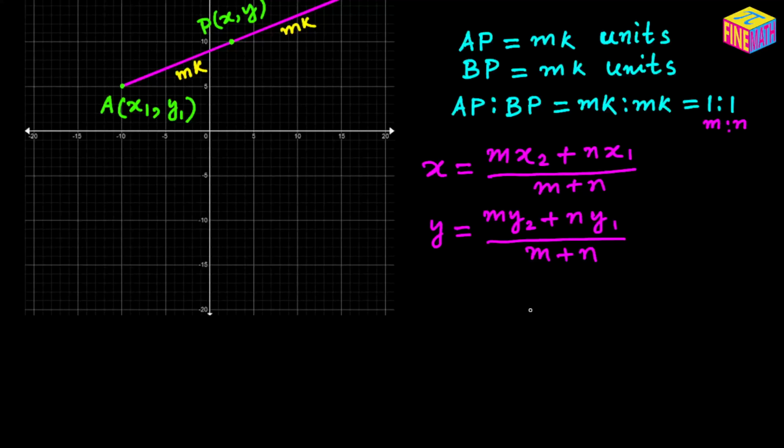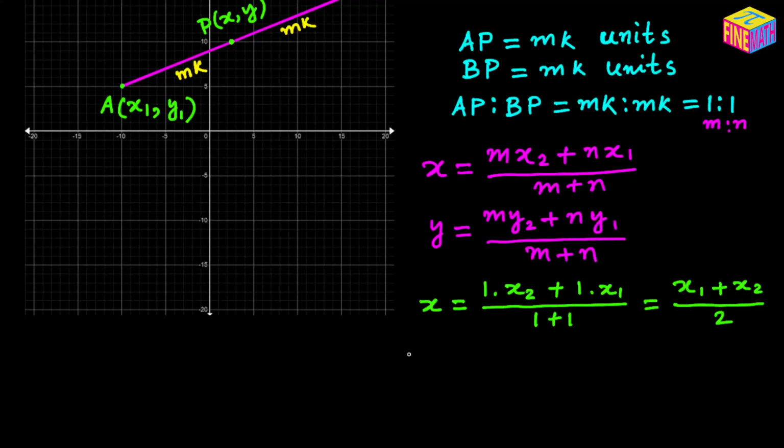Now let's put in the values of m and n. For x, what do we get? Let me write it here. x will be equal to, wherever we have m, I am going to write 1 times x sub 2 plus, and wherever I have n, I am again going to write 1, because m and n are in a 1:1 ratio. So for n also we use 1 times x sub 1, divided by m plus n, which is 1 plus 1. This will be equal to x sub 1 plus x sub 2 divided by 2.